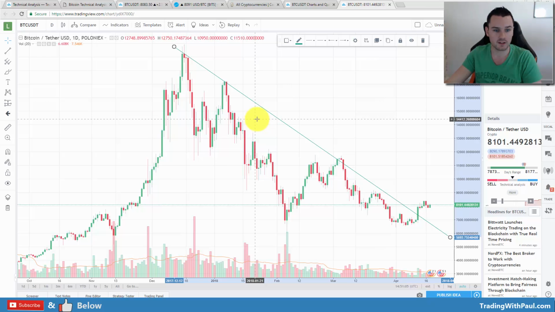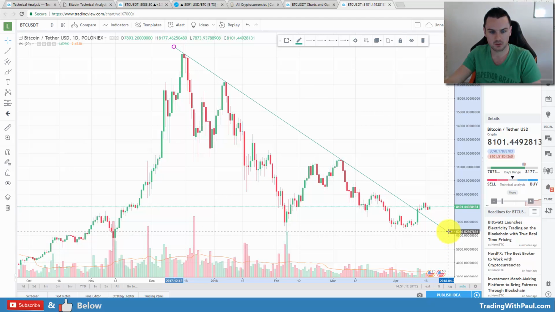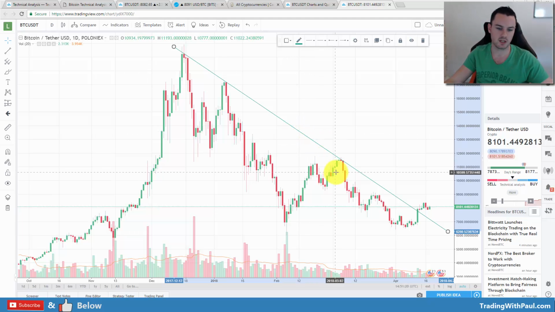Even you see me drawing this one again, it's slightly off there. So there we go, somewhere around there. They can be very slightly different, it's up to your own interpretation, up to whatever trader is looking at the charts. So this is on the day.